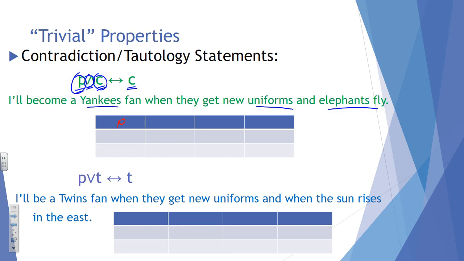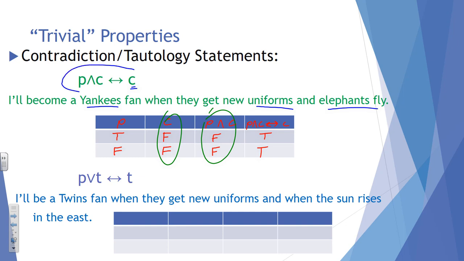We have our statement P along with a contradiction. P could be true or false. The contradiction is always false. Therefore, P and C will both be false. And so the biconditional P and C with C compares this column and this column. Since both rows match, that's a tautology. It's always true. And so that proves this contradiction statement.